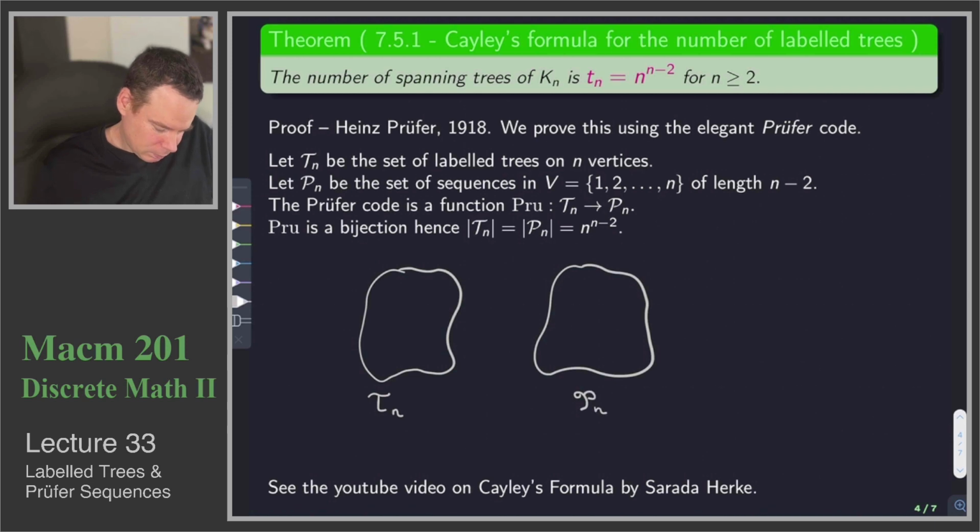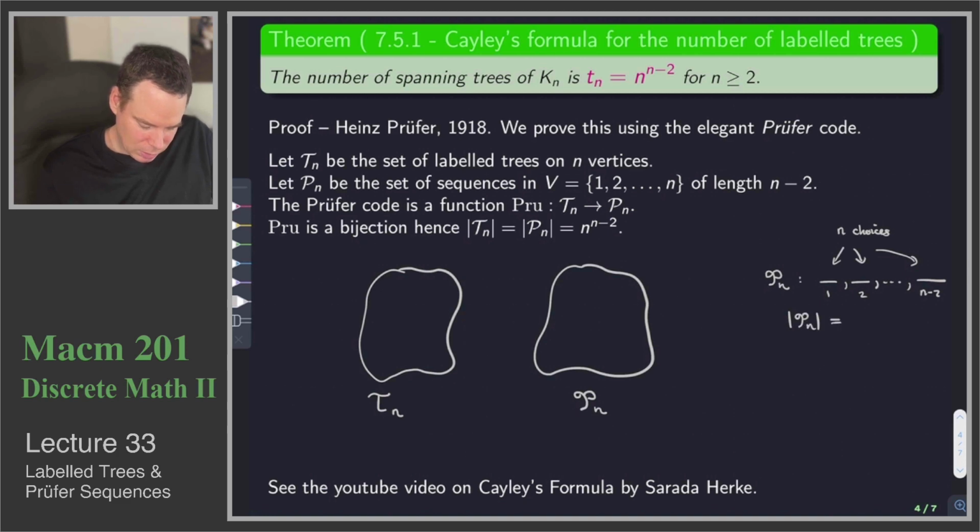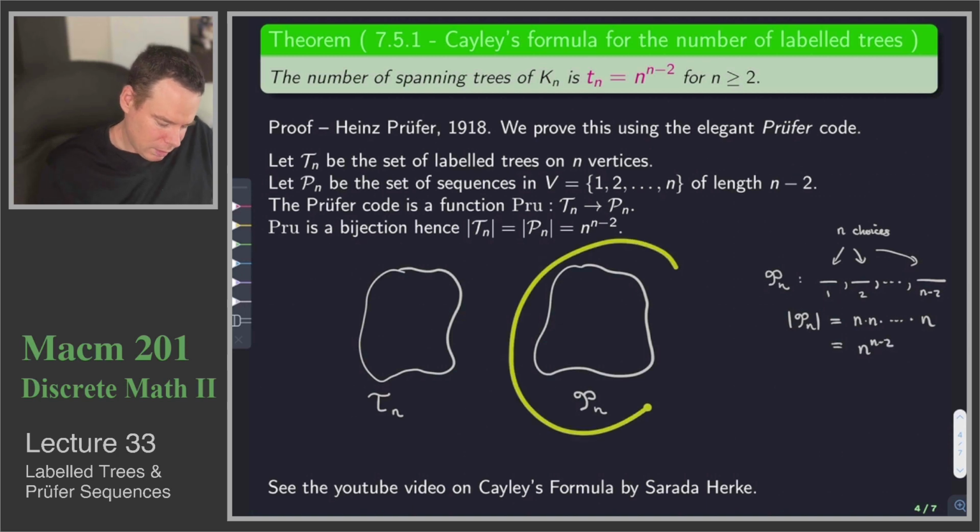So that's Pn. And the key idea here is that Pn, these are just the words. So I'll write down a general one. There's a first letter, a second letter, all the way down to n minus 2. And these letters are coming from the n labels on the vertices. So we've got n choices for each. So that's something we can easily count. This is something we counted back at the beginning of the course. The size of the set would just be n times all the way down to n, or n to the n minus 2. So we know the size of this set.